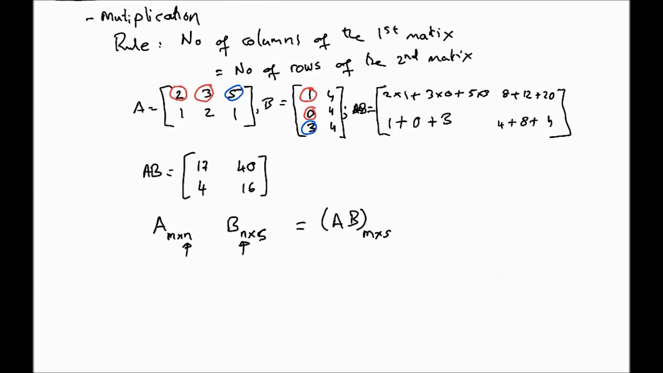If we look at the case we were looking at, this example here, as you can see, this matrix here is a 2 by 3 matrix. This one here is a 3 by 2 matrix. And the result matrix here, this one, is a 2 by 2 matrix.